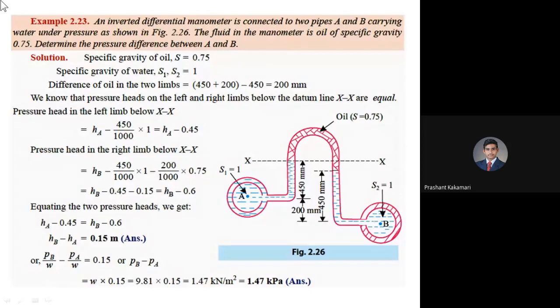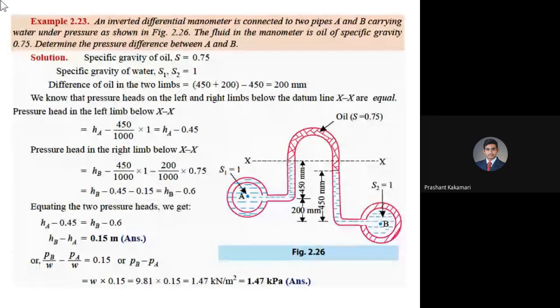So this will understand by taking the last example. So here inverted manometer is connected with two pipes A and B as shown in the sketch, carrying water under pressure as shown in the figure. So again both pipes are with water. The fluid in the manometer is oil of specific gravity 0.75. So in this example they have not taken mercury as a liquid, they have taken other high density liquid like oil to measure the manometer difference. Determine the pressure difference between A and B. So in this problem they are not asking to find what is the actual value of PA or PB, they are asking difference.